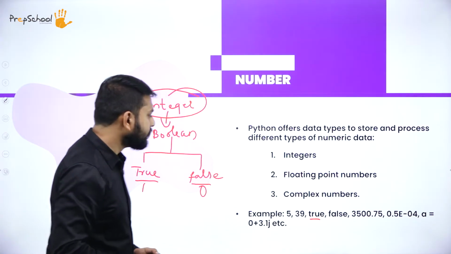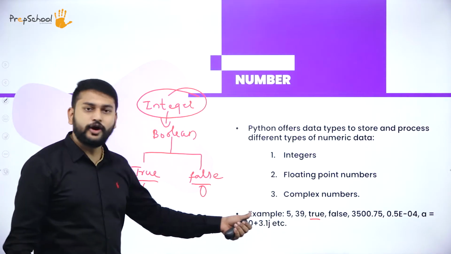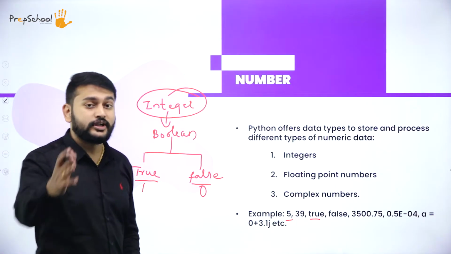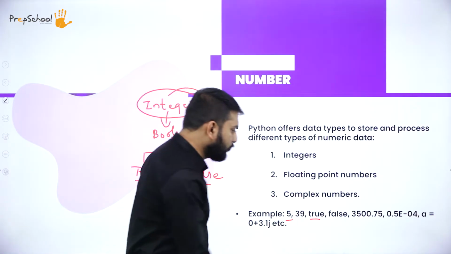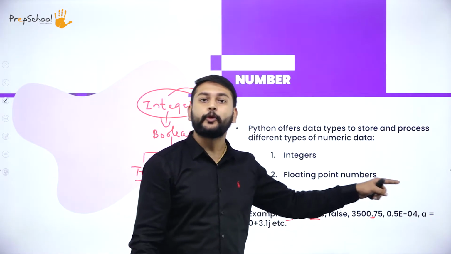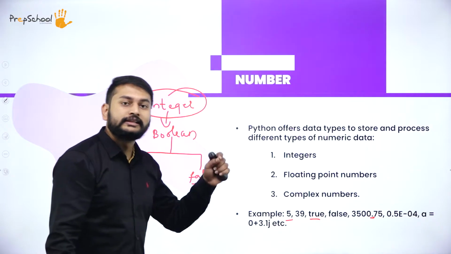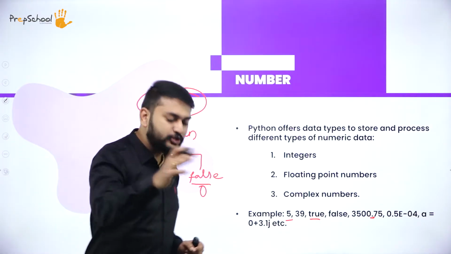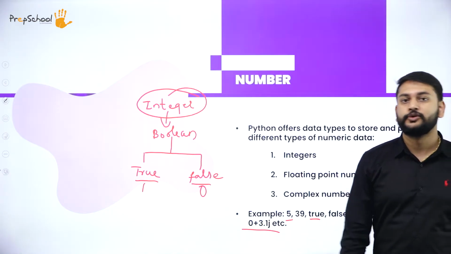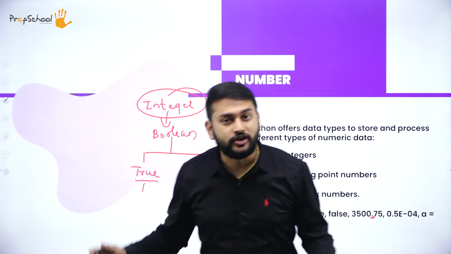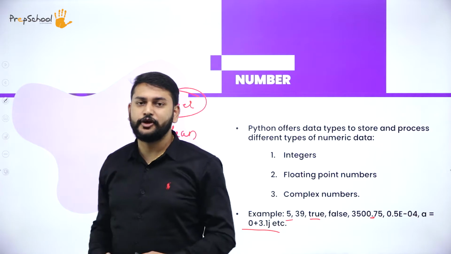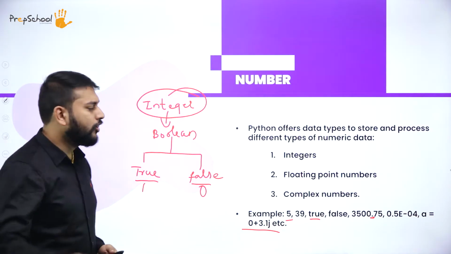Can you all quickly tell me how you identify numbers? The whole numbers, which can also have plus and minus symbols, I will call an integer. If you have this dot, I will call it a floating point, so you should treat it as a floating point number. And you will have the complex numbers, which have imaginary and real parts. This is all about the first category of data type that we have. Moving on to the second one.